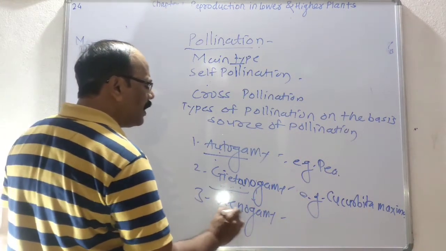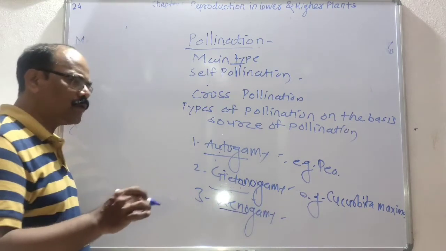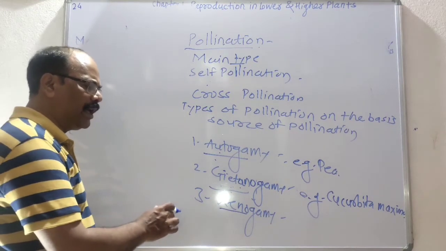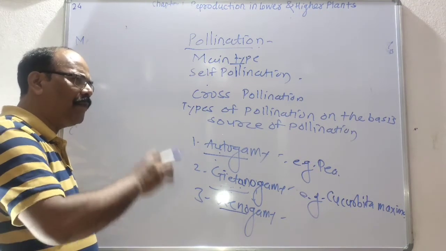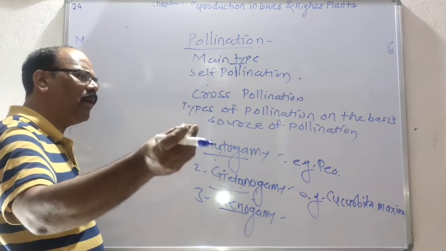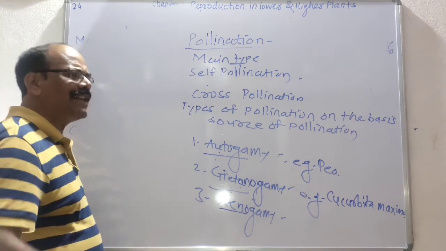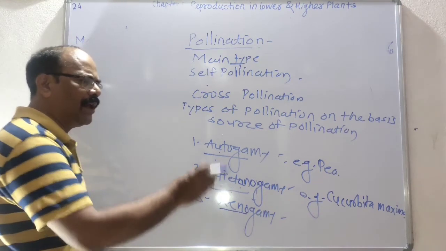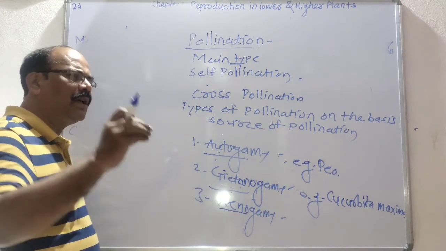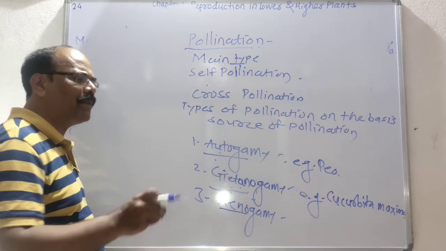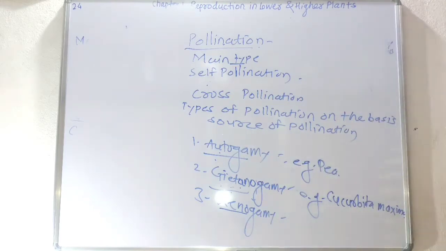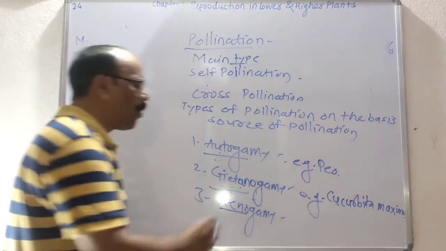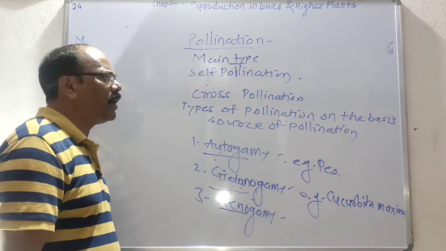Next is the xenogamy. Xenogamy means what? It is the type of cross pollination in which transfer of pollen grain from anther of one flower to the stigma of another flower, another plant belonging to the same species, that is called as the xenogamy. म्हणजे एका झाडावरती फुलातील परागकण शेजारच्या त्याच जातीतल्या झाडावरती पडणं आणि ती रुजणं त्याला आपण काय म्हणतो? झिनोगॅमी. It is also called as the outbreeding and it takes place with the help of pollinating agents.